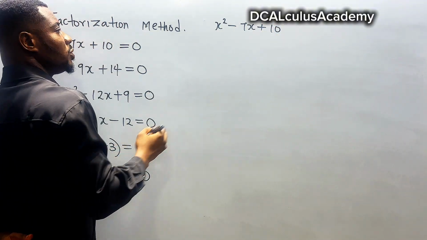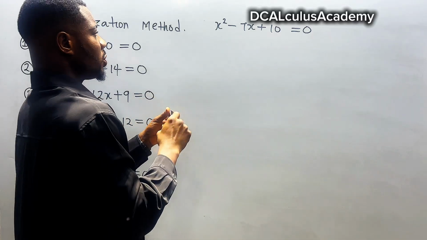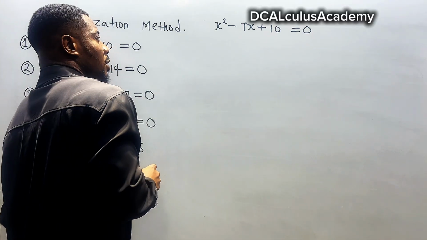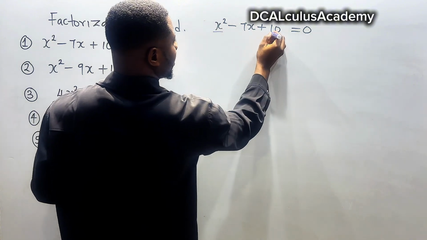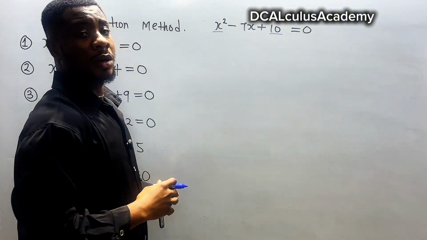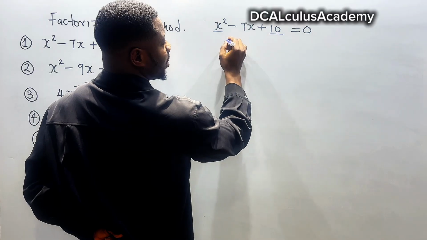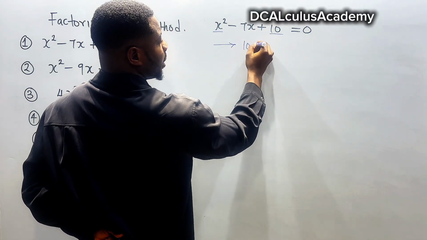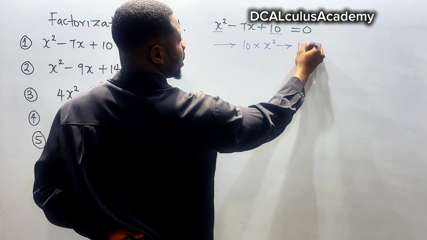Now, the first thing we do here is to multiply this term and this term. Multiply this term and this term. That's the first thing we do. Okay. What does that mean? It means that if I want to multiply this term and this term, I'll be having 10 times x squared. That gives us 10x squared.